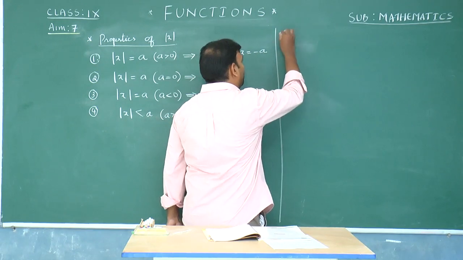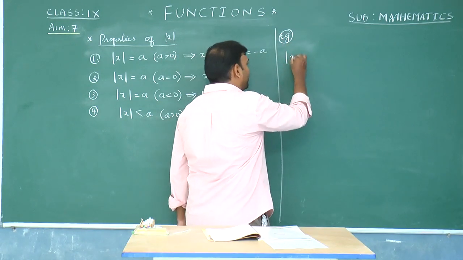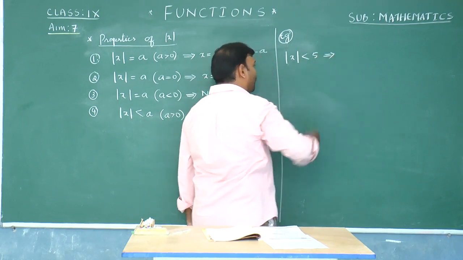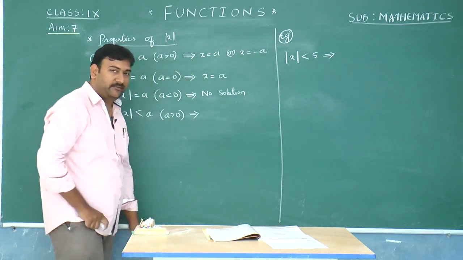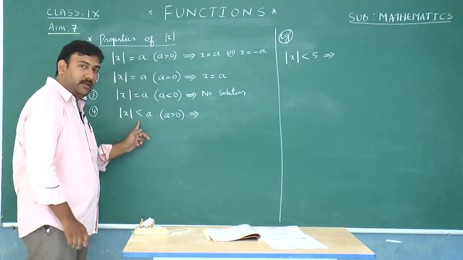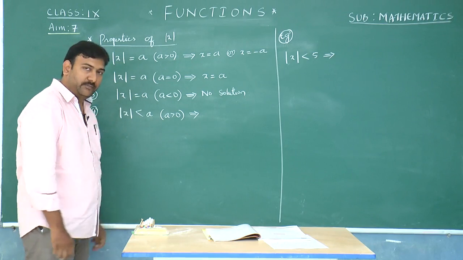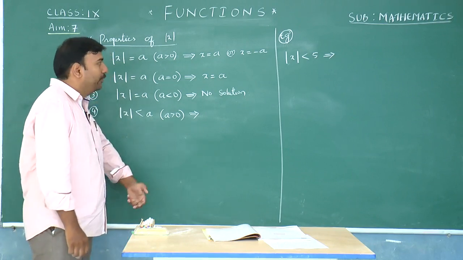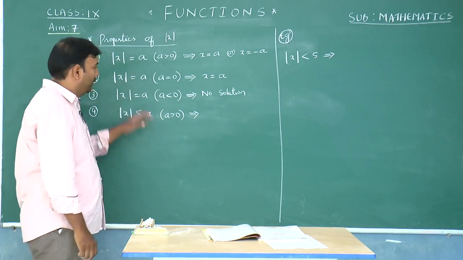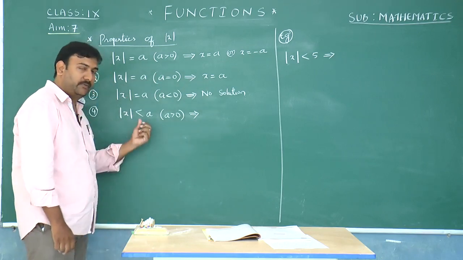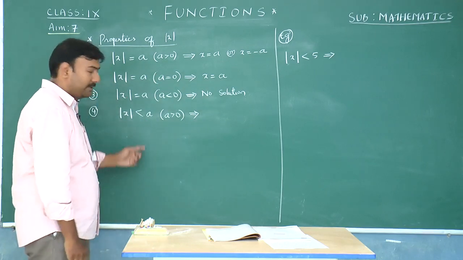So example, say I want to solve an equation where I take mod x less than 5, and such kind of inequations are called absolute value inequations. In the first three we have seen absolute value equations. So whenever you have an absolute value equation, these are the ways we can solve the absolute value equations. Now coming to the absolute value inequations, so mod x less than a.